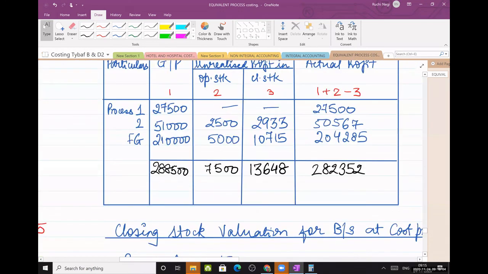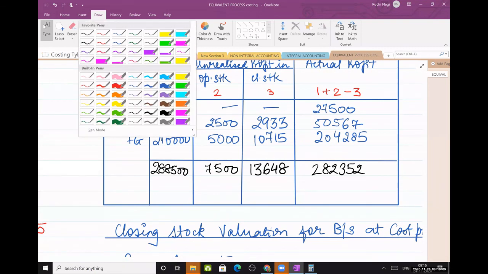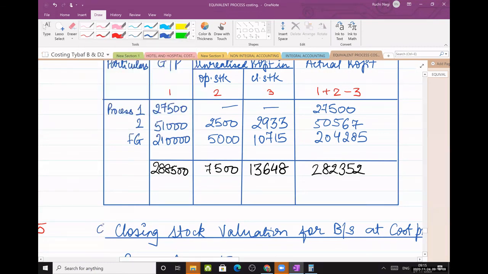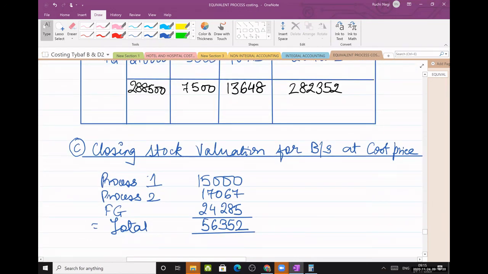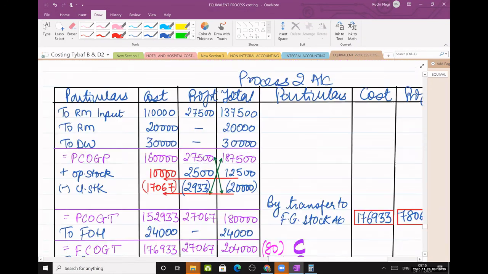This is the third part of the question, which is not asked, but you should know it because it is in your syllabus. This is very easy also. Closing stock valuation for the balance sheet is very simple. You just have to state the cost price of your closing stock. I will show it to you.